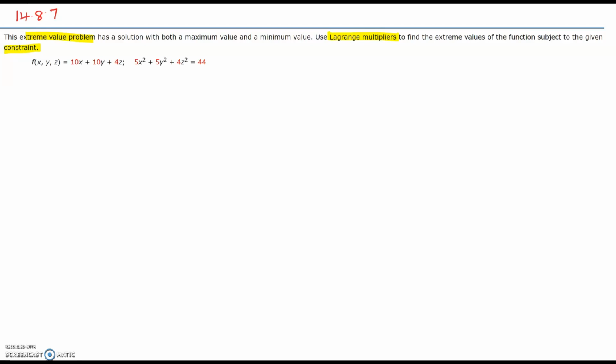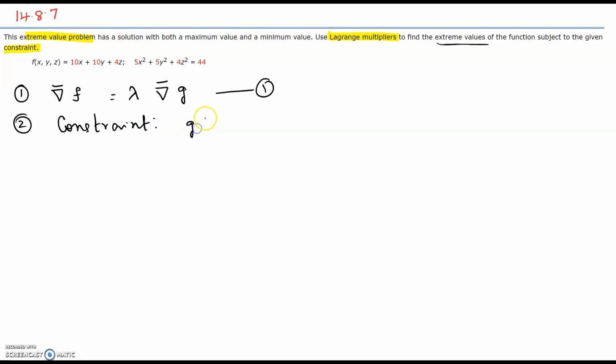The question is asking us to find the extreme values, which are absolute maximum and absolute minimum. So in this case, we are going to use the Lagrange equations. Gradient f equal to lambda times gradient g, that is equation 1. Then equation 2 would be the constraint. In this case, constraint is g of x, y, z equal to 5x square plus 5y square plus 4z square equal to 44. That is equation 2.